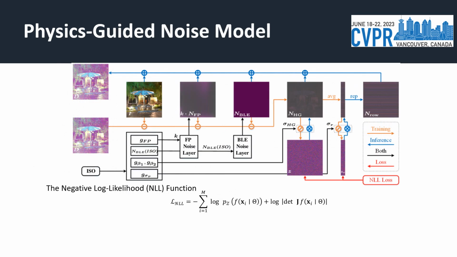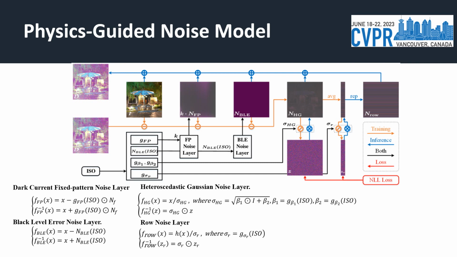Our proposed deep noise model is implemented in a normalizing flow-based framework, and 4 components are deployed to model different noises: dark current fixed pattern noise layer, black level error noise layer, HG noise layer, and row noise layer. Normalizing flows are composed of several differentiable and bilateral mapping functions that learn a transformation f with parameter omega. Then the inverse transformation operation can synthesize the real noise by inverse f of z.